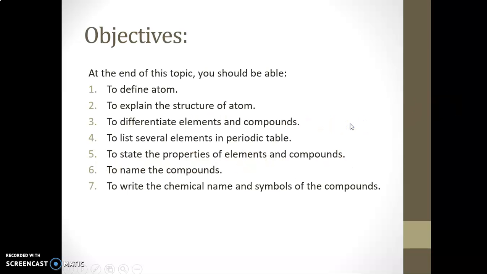Now, the objectives we're going to go through in this chapter are that at the end of this topic, you'll be able to define what an atom is, explain the structure of an atom, and differentiate elements and compounds. Then you'll list several elements in the periodic table, state the properties of elements and compounds, name the compounds, and finally write the chemical names and also the symbols. So let's move on into the topic.